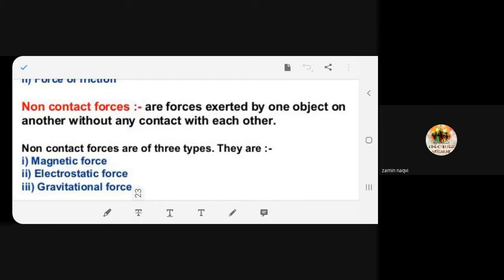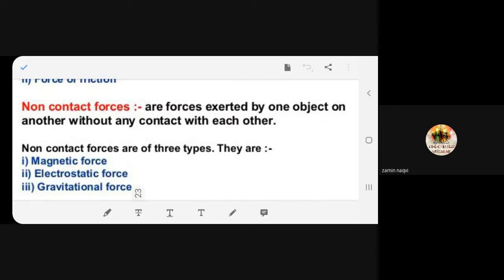Not content forcing. Other forcing, acting by one object on the other, without any contact with each other. Non-contact forces. There are three types of non-contact forces.